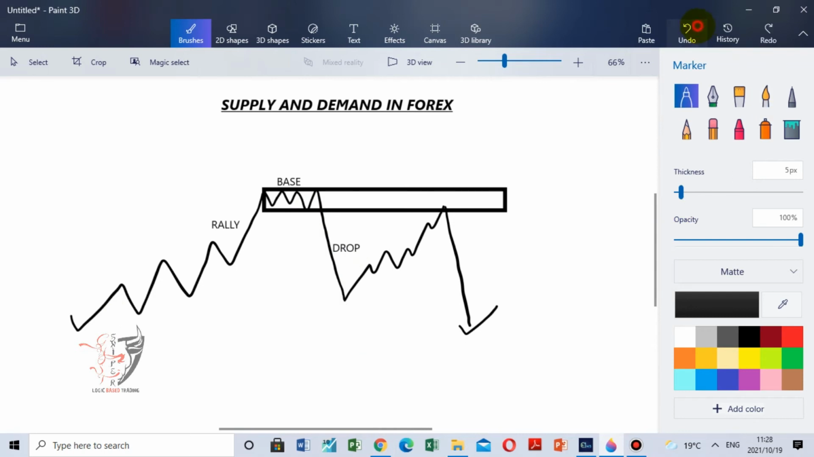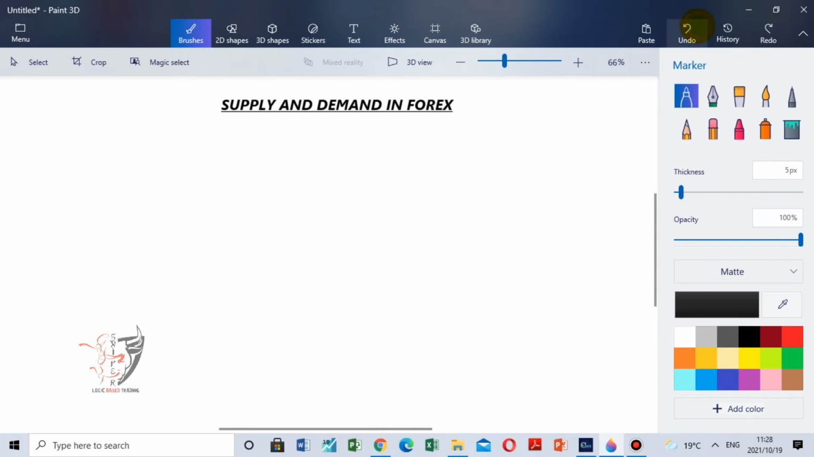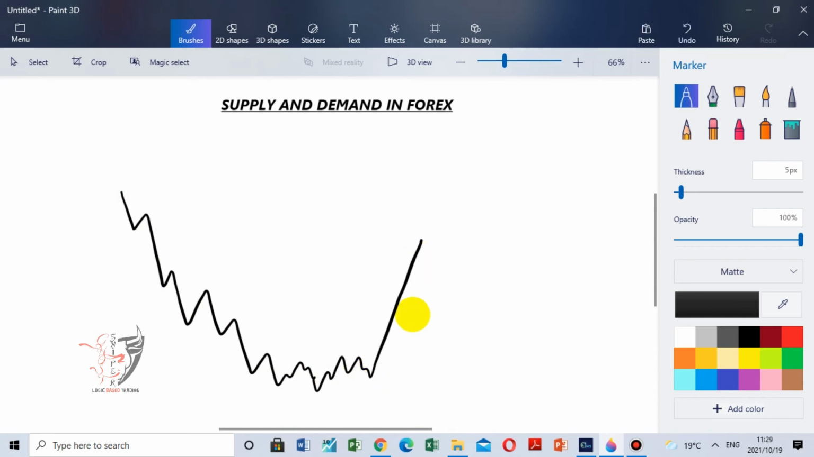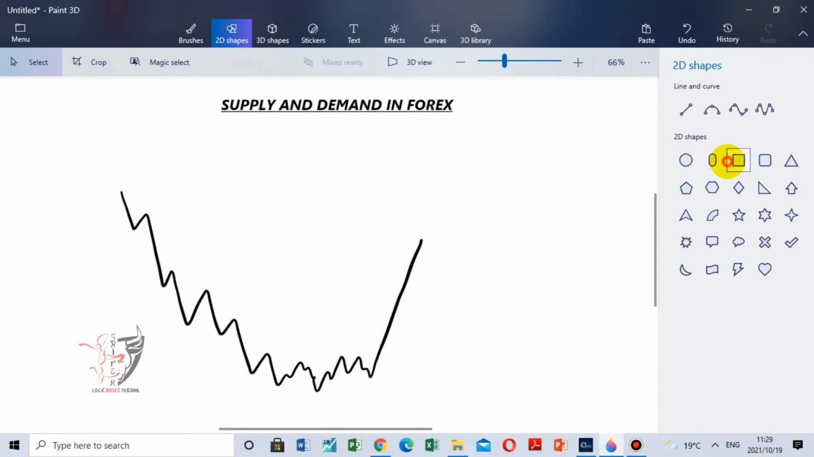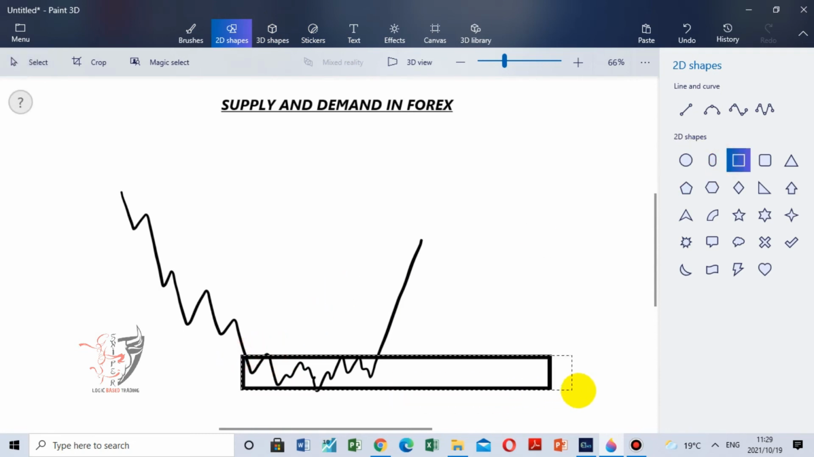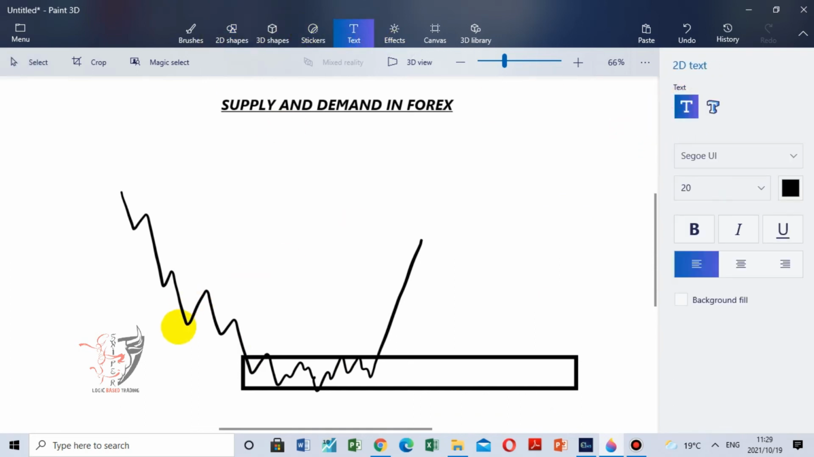Okay, so now I'm going to show you guys for the buy one. You'd be having price going down and then price reaching an area of equilibrium and then price going up. So this area of equilibrium is a base. It's your base, and this type of a base, we call it our drop base rally.